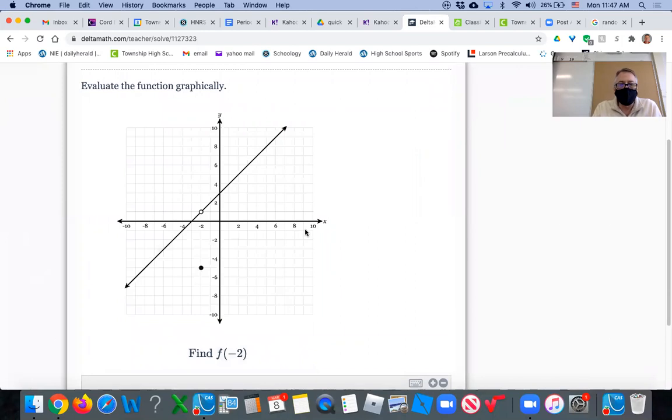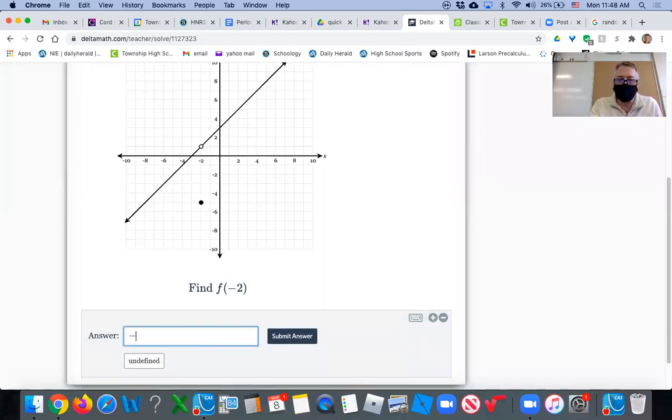Now this one is interesting. We want to find f of negative 2. This function looks just like this diagonal line here all the way, except for an input of negative 2. The output is down here. And then it looks like the straight line. So if I'm finding f of negative 2, I go to negative 2. This is not the answer. The answer is down here at negative 5. So f of negative 2 is equal to negative 5.